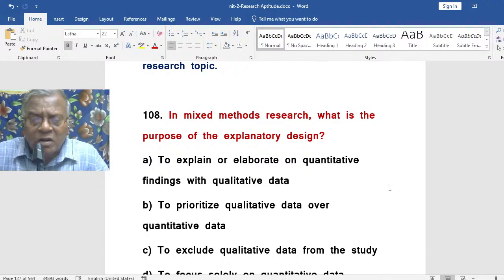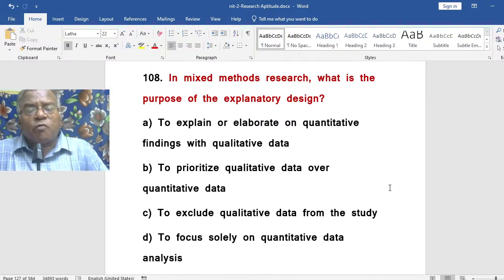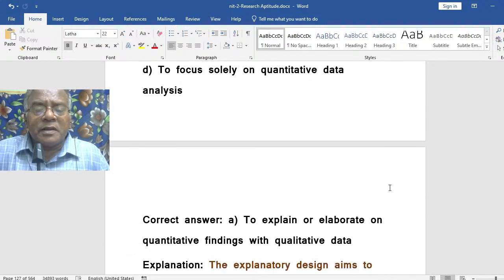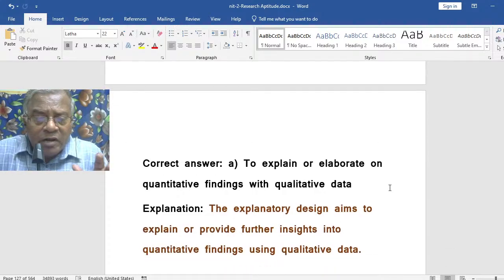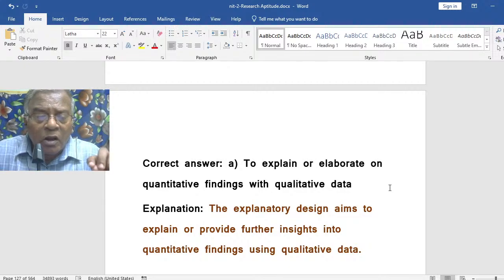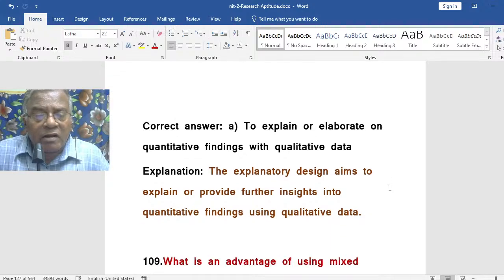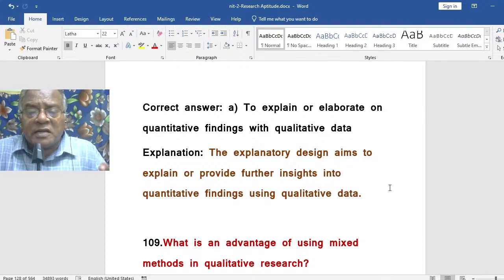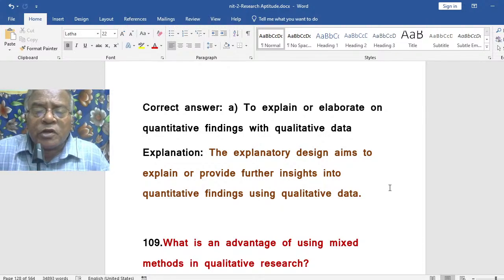In mixed methods research, what is the purpose of the explanatory design? There is another concept called explanatory design. In mixed methods research, what is the purpose of the explanatory design? So out of these four options, which is the correct one? Just see for yourself. That is, to explain or elaborate on quantitative findings with qualitative data. To explain or elaborate on quantitative findings with qualitative data. The explanatory design aims to explain or provide further insights into quantitative findings using qualitative data.